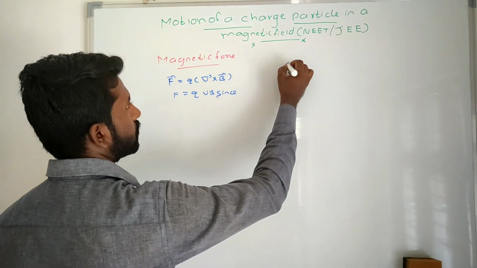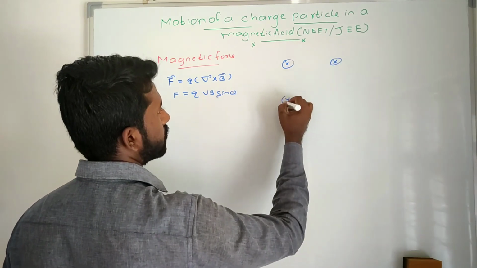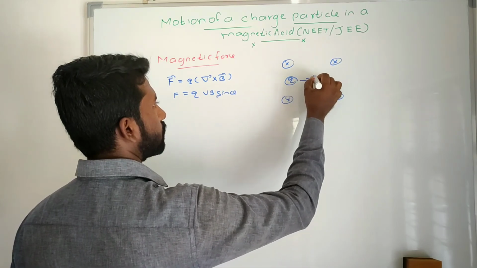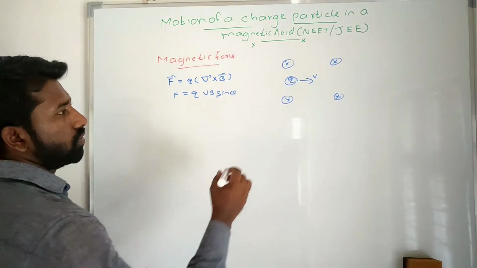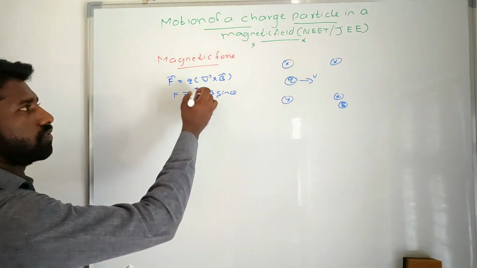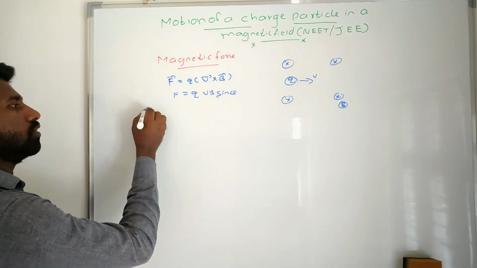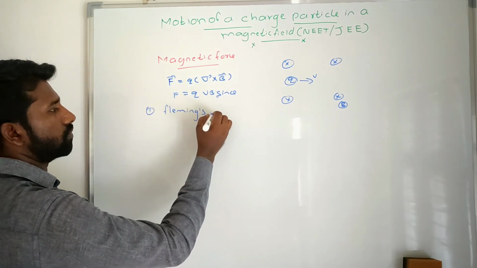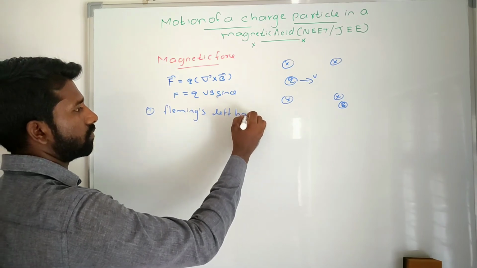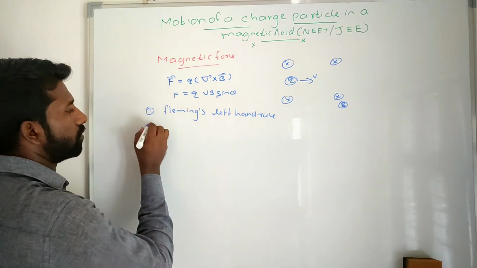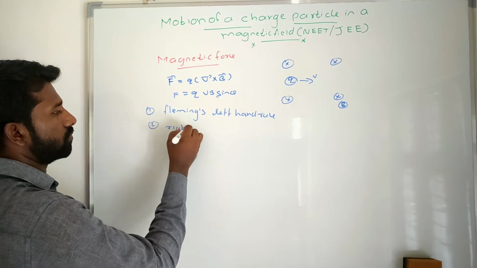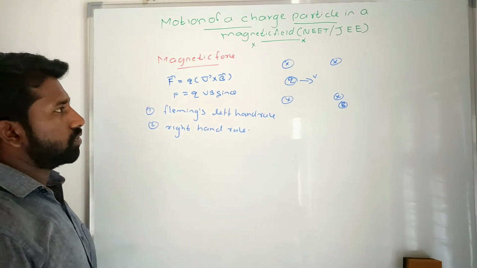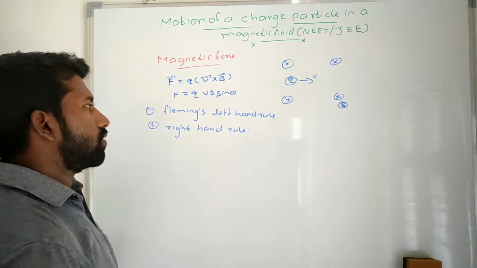That means you can see this. Here the magnetic field is acting like this, and if a charged particle moves with a velocity V like this, it will experience a force. The direction of this force can be found by using two rules. One is Fleming's left hand rule, and the second one is the right hand rule. Okay, so first we will see how to use the left hand rule.